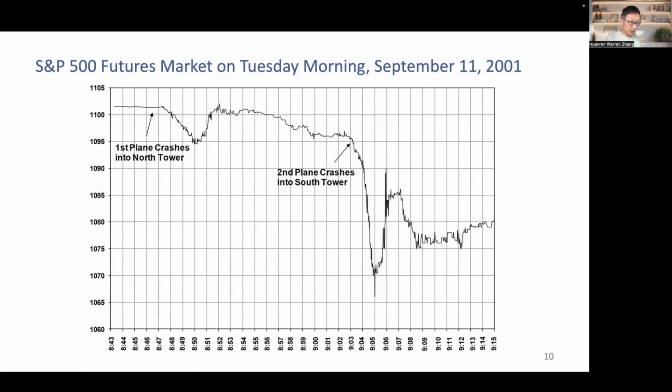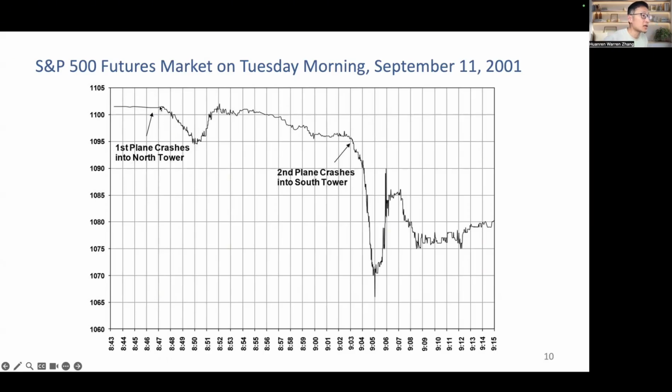But the futures market opened before the stock market, so we could observe its influence on the futures market, right? You can consider the futures market as a prediction of the corresponding stock prices. So here we see that around 8:47, that's when the first plane crashed into the North Tower, right?